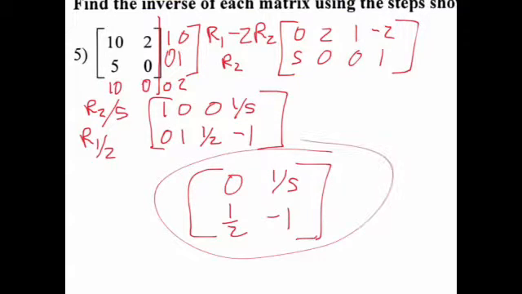That's the inverse right there. Let's move on to the next one. Again, add on the identity matrix here, and then do row operations to get this to look like this.